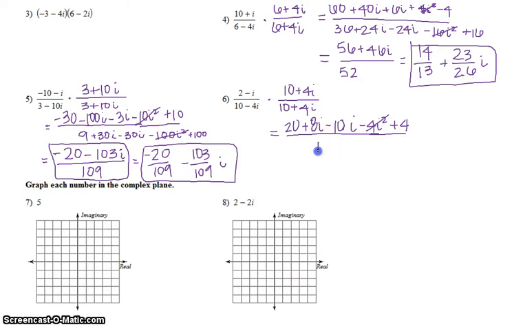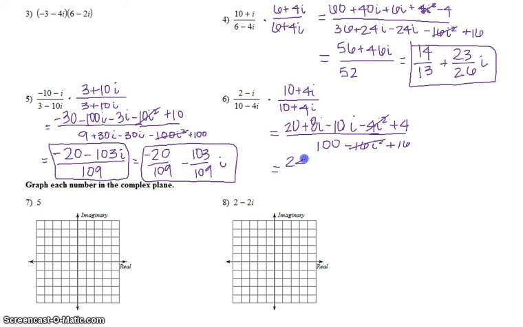On the bottom, I'm going to end up with 100 minus 16i squared, which again would just be plus 16. Because I knew those two middle terms would cancel, the positive 40i and the negative 40i, I didn't even write it down.